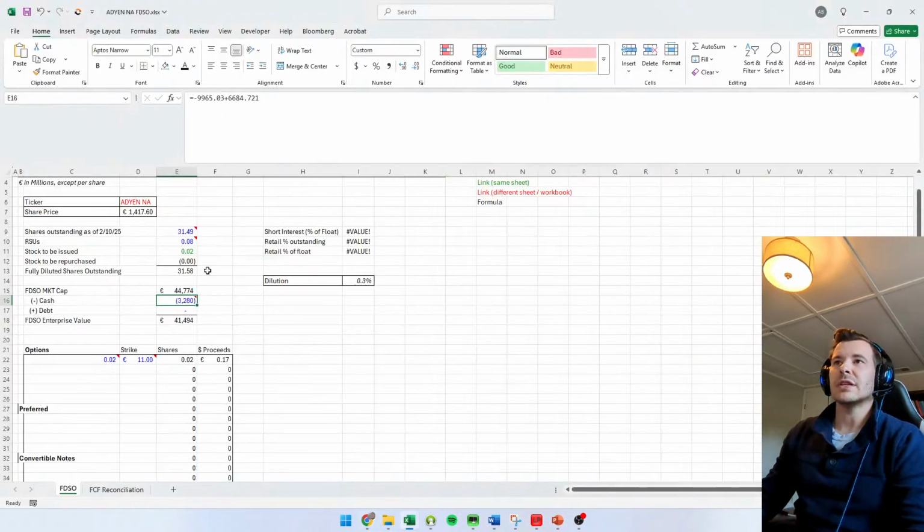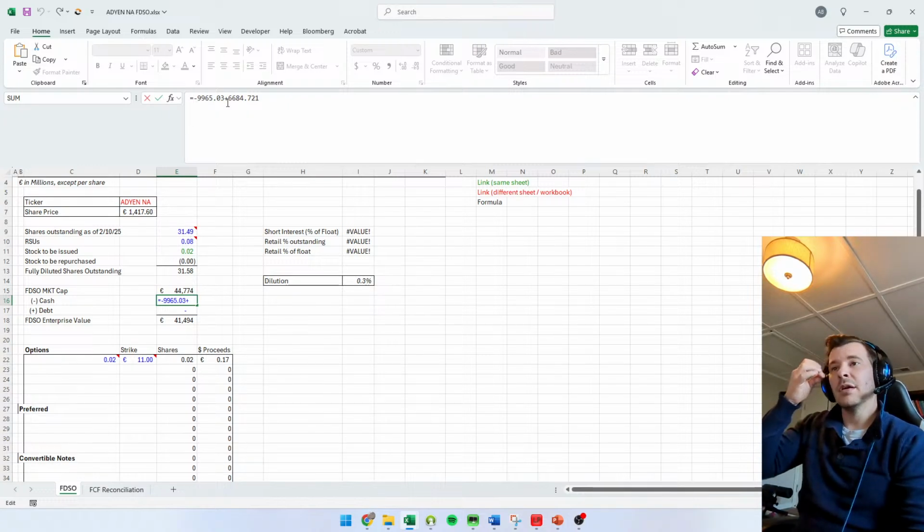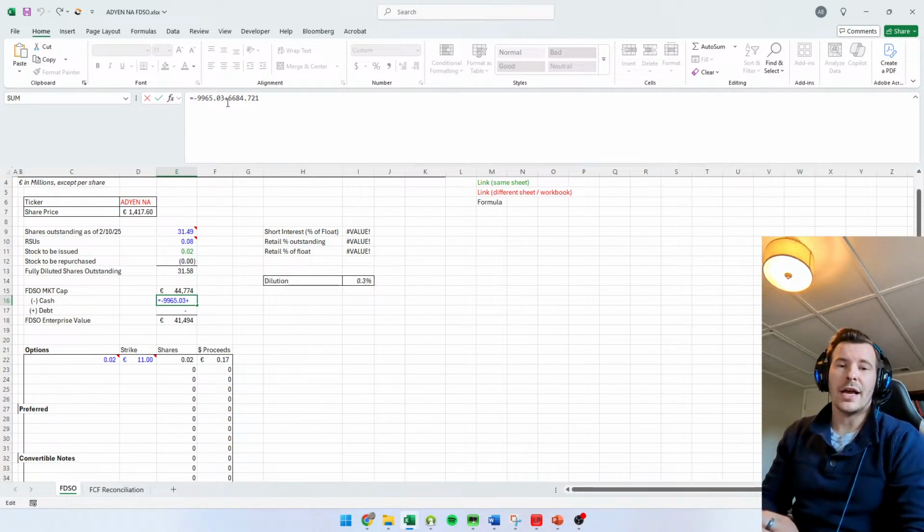Which is significantly more than what we had here. So what did we do? We subtracted the 9965.03 because you subtract cash from the market cap to get to enterprise value. I'm kind of taking that for granted, assuming people know that. If you don't, you can look that up online.